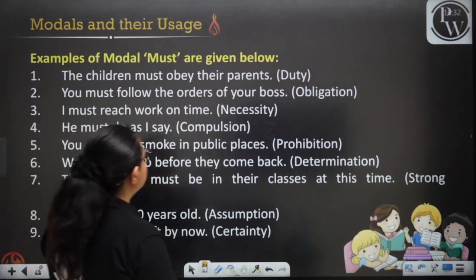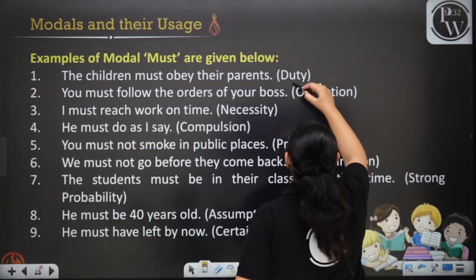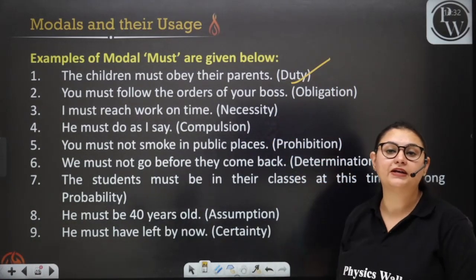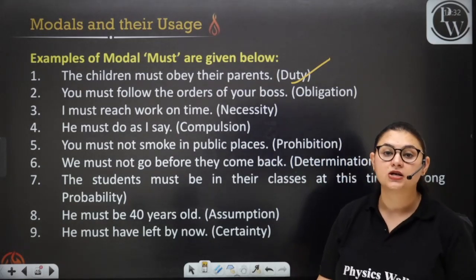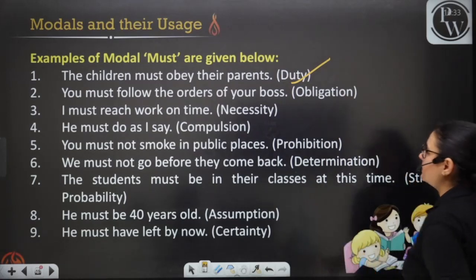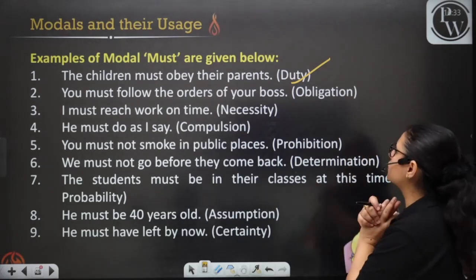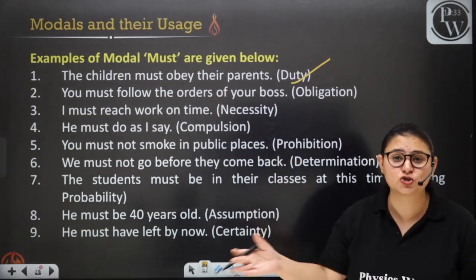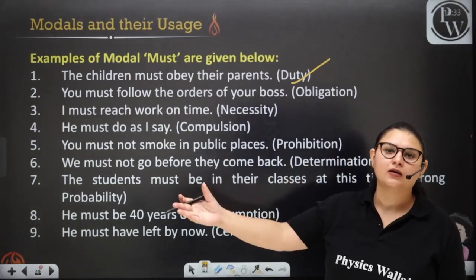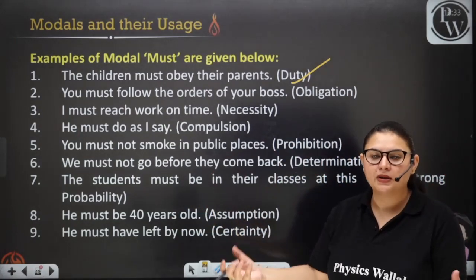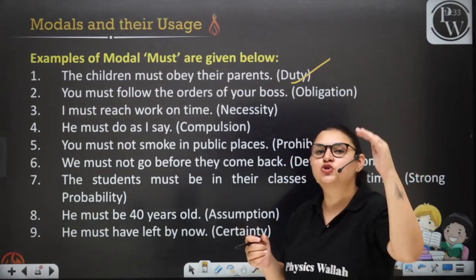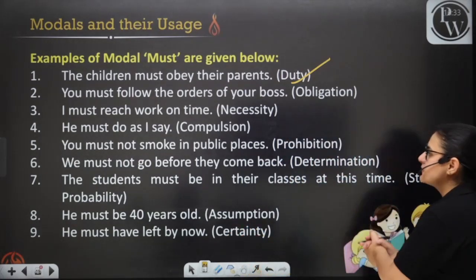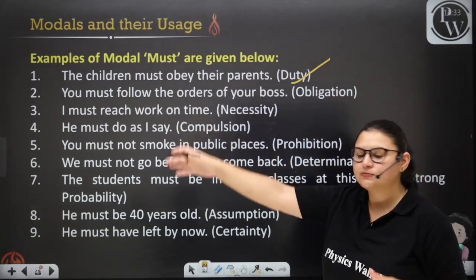The children must obey their parents. Now this is the duty. The children do not have any other option. This is your duty as a child to respect your parents. You must follow the orders of your boss. Yes, you're obliged to follow the orders of your boss. When you got the job, it became your duty. It became your obligation to follow the orders of your boss. So, in that case must comes.